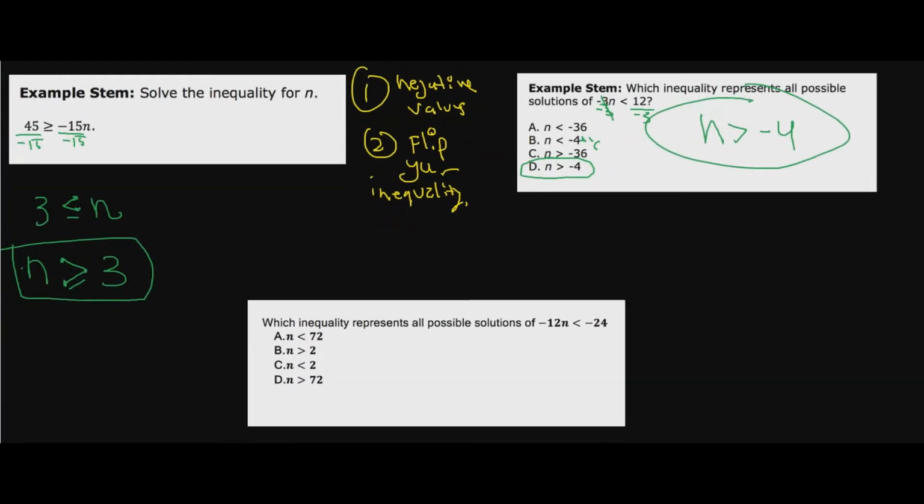Which inequality represents all possible solutions of this? Well, just divide by negative 12, and flip the inequality because you're dividing by a negative, and then you basically just do this. Negative 24 divided by 12 is 2. So boom, there it is. So n is greater than 2, which is B, right over there. All right, my friends, let's go ahead and take a look at some more challenging ones here.